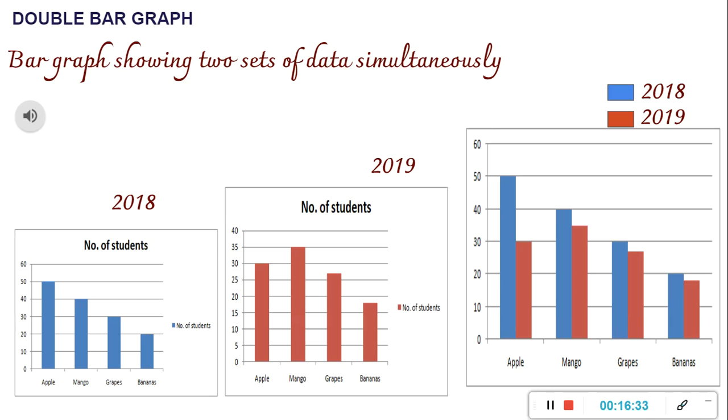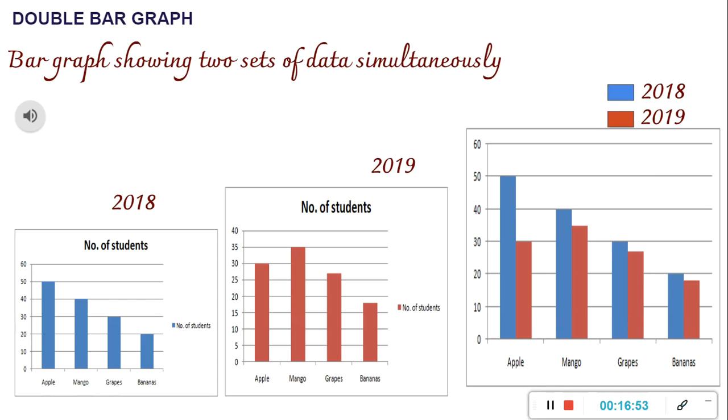Now, looking at this double bar graph, you can very clearly say that the likings for each of the fruits have decreased from 2018 to 2019. That means with the passage of time, the likings for fruits is decreasing or reducing, isn't it? So this is an example of a double bar graph.